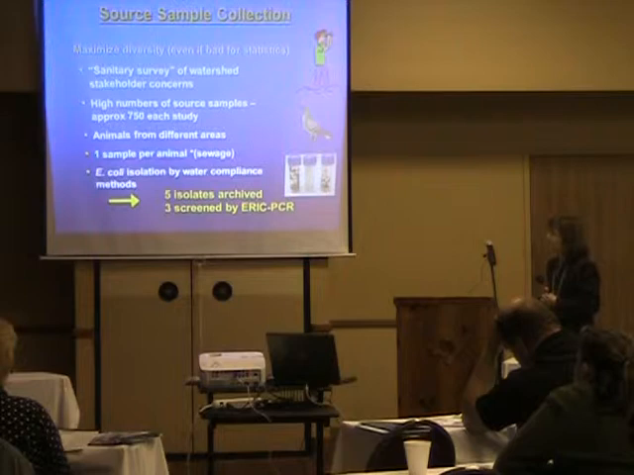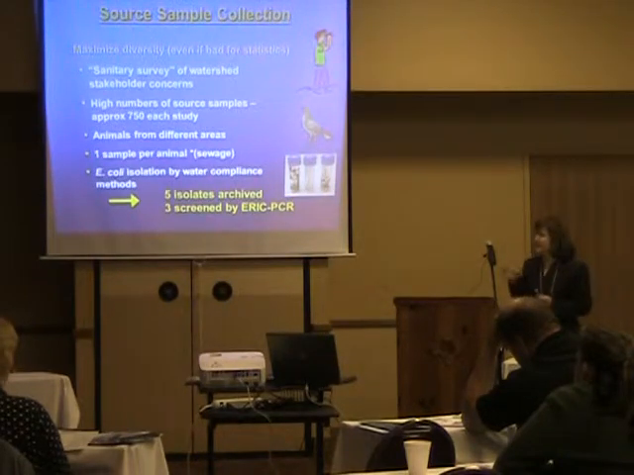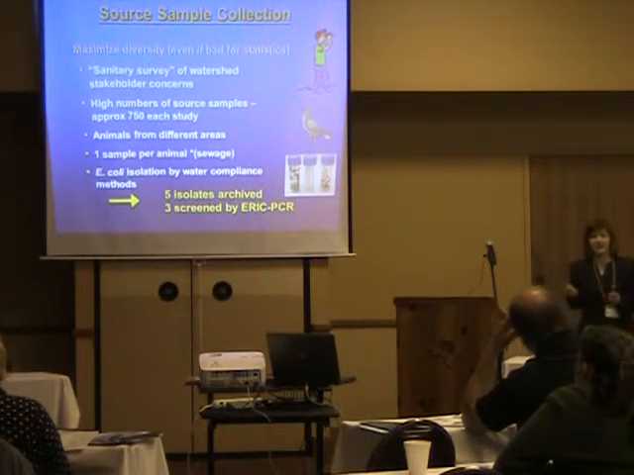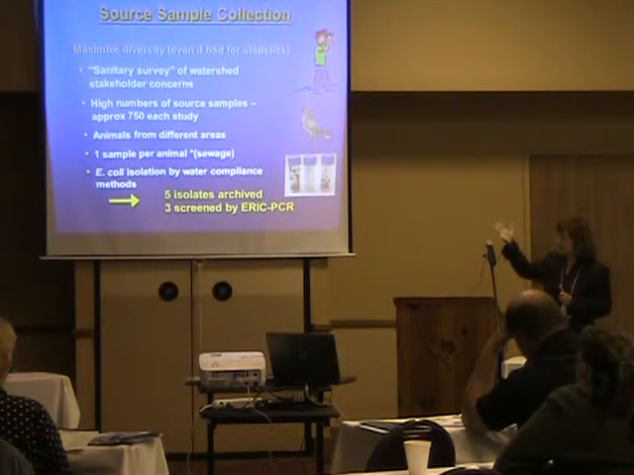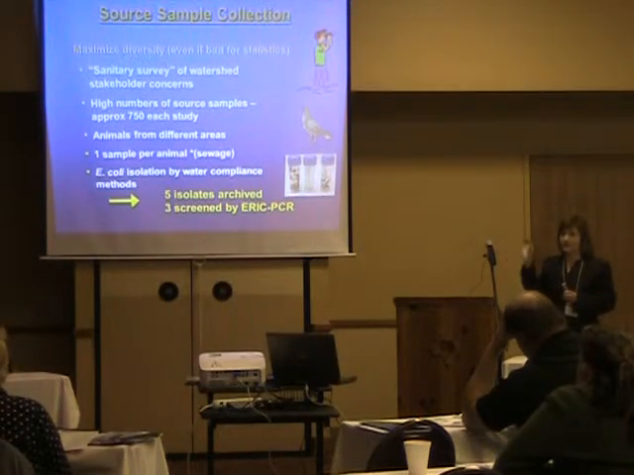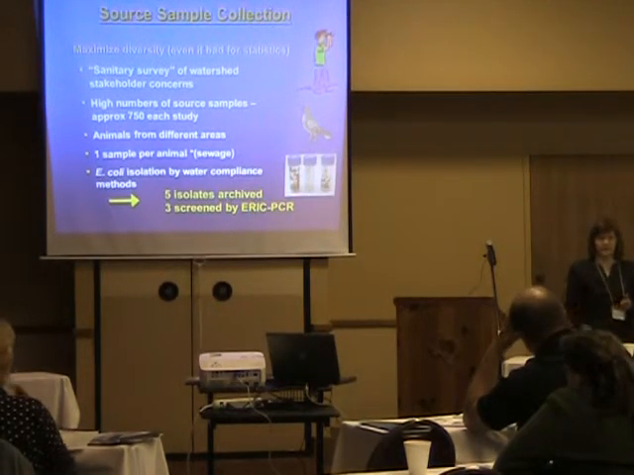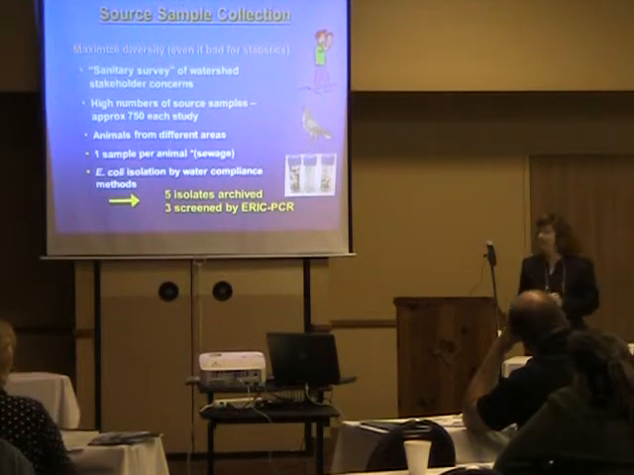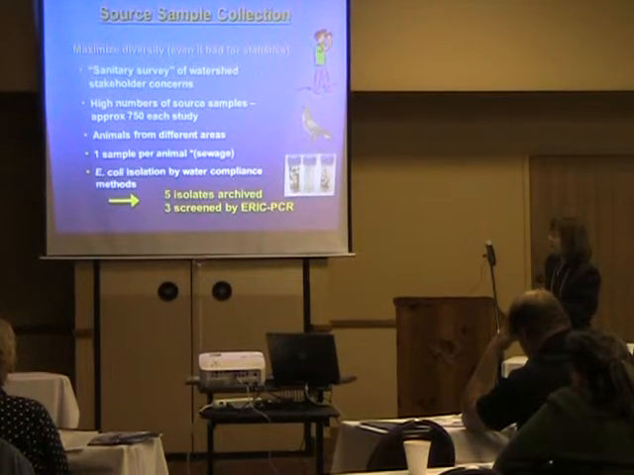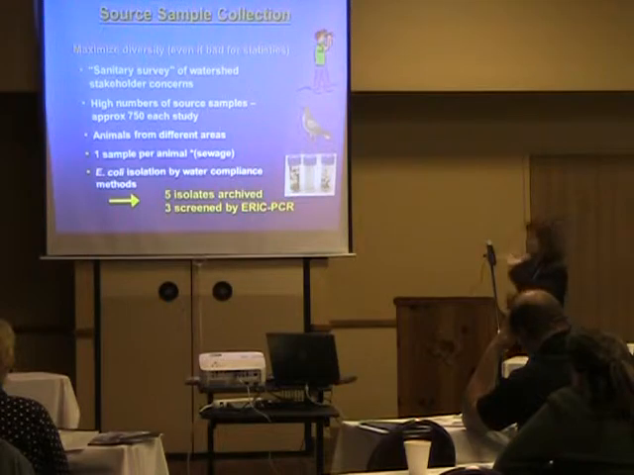We collected a high number of source samples, and we didn't say, cha-ching, we found a feeding lot, let's get all our cows from this one. You have to get animals from different areas, and we limited it to 1 sample per animal. So when we say source, we're literally saying that 1 poop pile. That's it. I put the little asterisk there. Sewage was 1 dip. You know that's from a lot of people. And then we also isolated the E. coli through the water, using the water compliance methods.